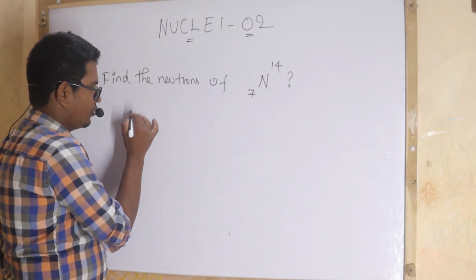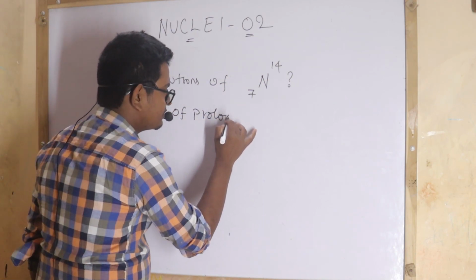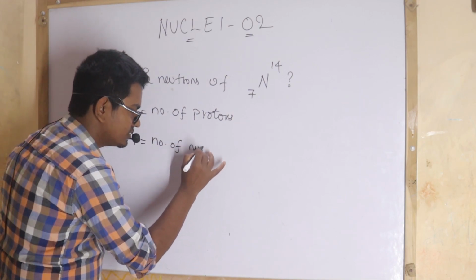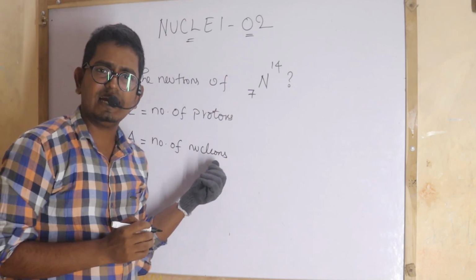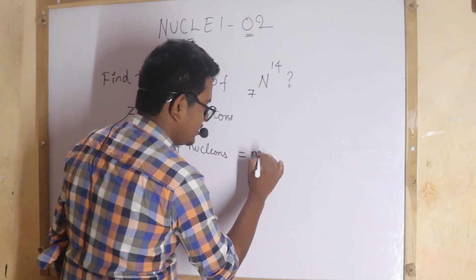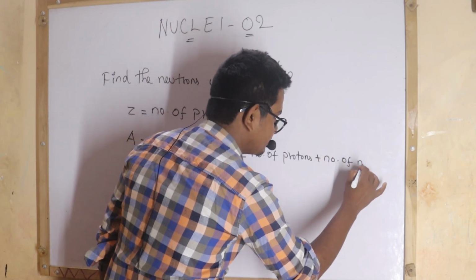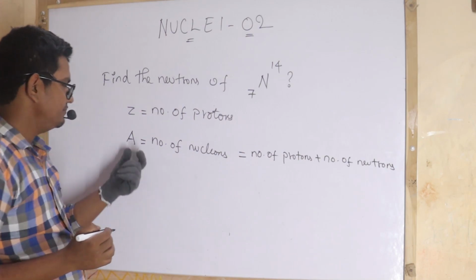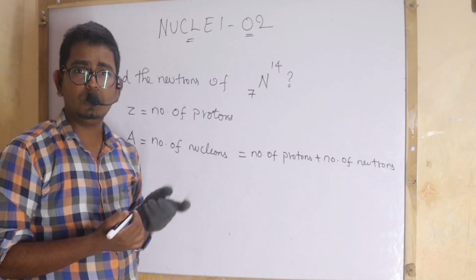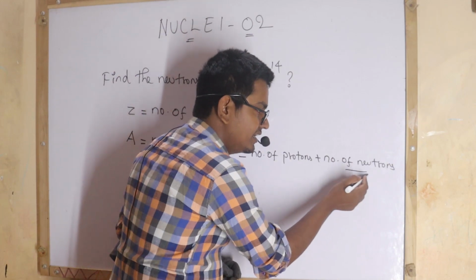Let's see. We know about the atomic number, that is Z. Z is nothing but the number of protons. And we even studied the mass number, that is nothing but the number of nucleons. If you want to know exactly what nucleons are, you can refer to the previous session. The number of nucleons is the total number of protons plus the total number of neutrons. So for the mass number we have the number of protons plus the number of neutrons, and for the atomic number we have the number of protons. If I subtract the atomic number from the mass number, I can get the number of neutrons.